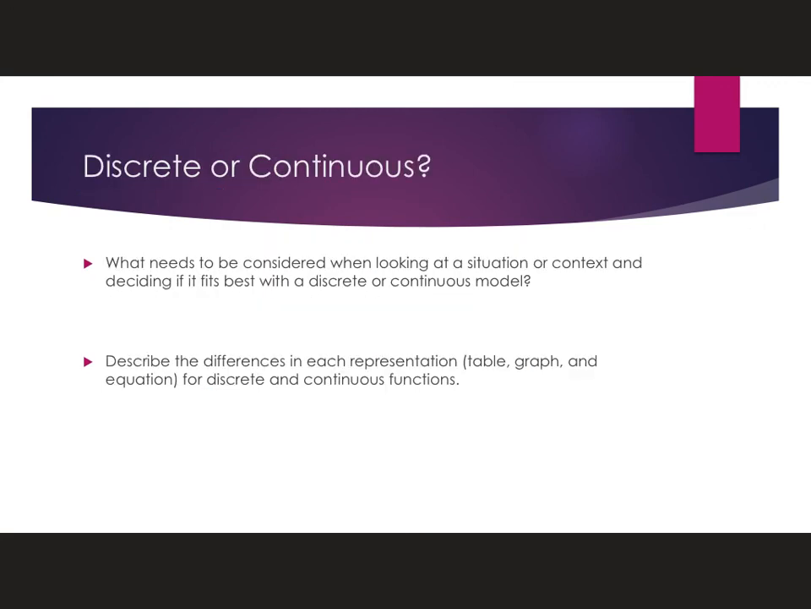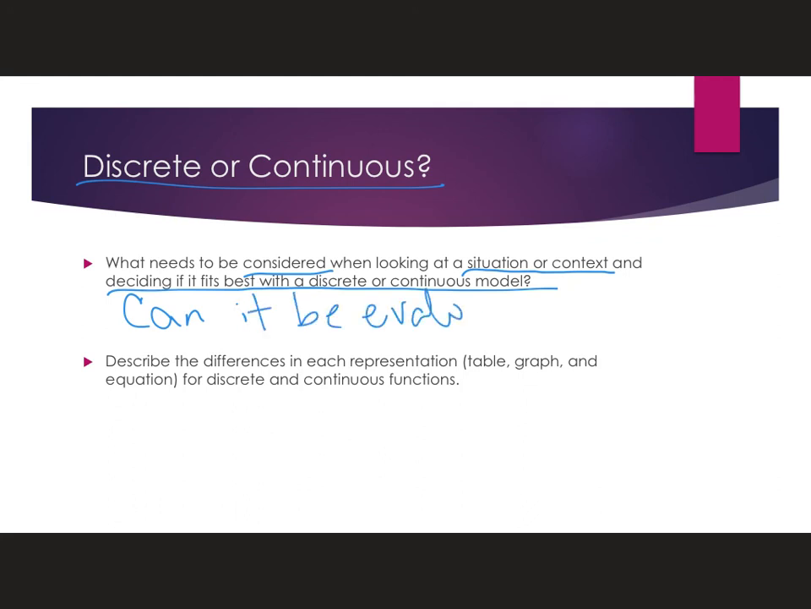So, let's follow this. What does it mean to be discrete or continuous? What needs to be considered when we're looking at a situation or context and deciding if it's discrete or continuous? So we need to know, can it be evaluated at any point? Can I check it at any point?